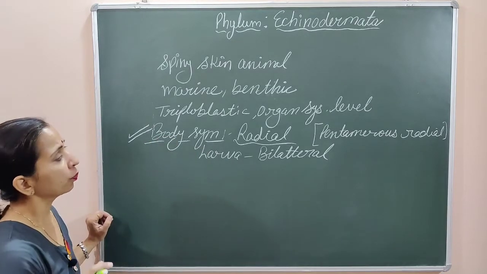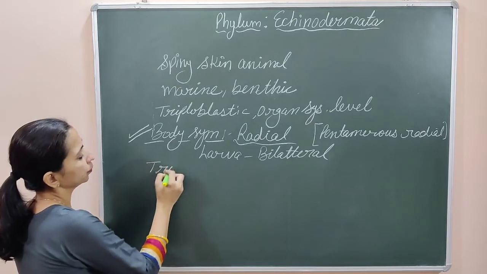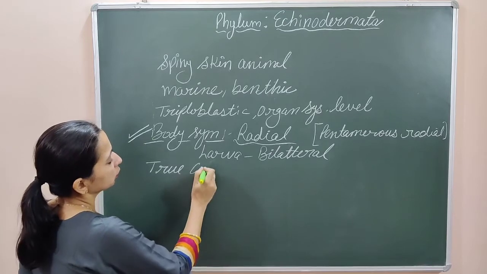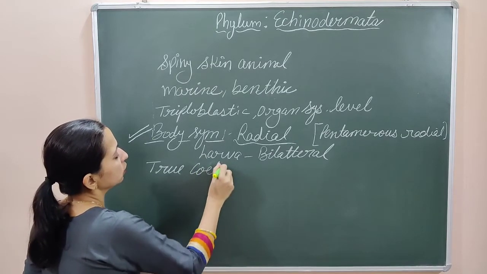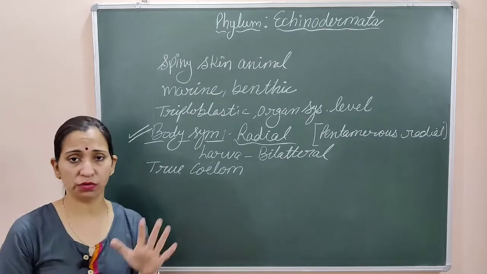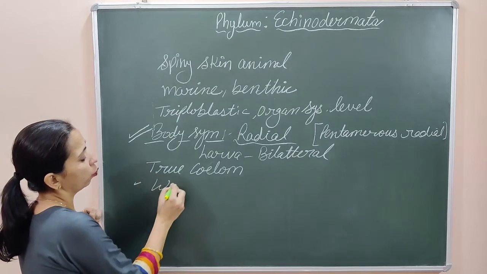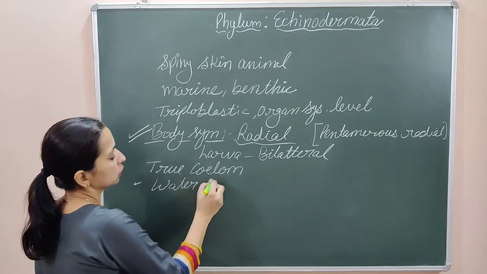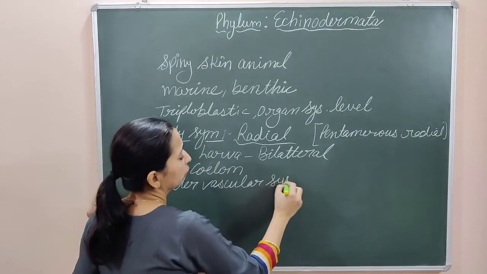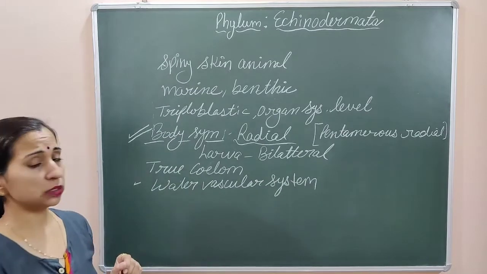Okay, now let's talk about their coelom. They have a coelom, and from their coelom the water vascular system is developed. यहाँ पे एक और important characteristic feature है, that is they have a water vascular system, and this water vascular system is developed through their cilia. This system is very important.